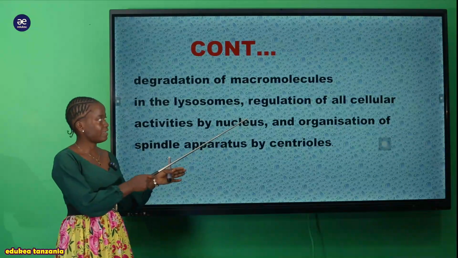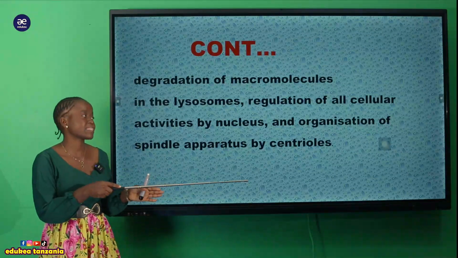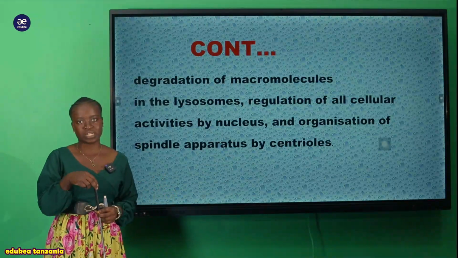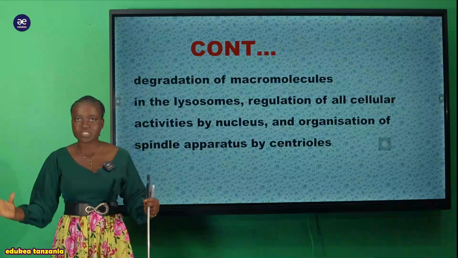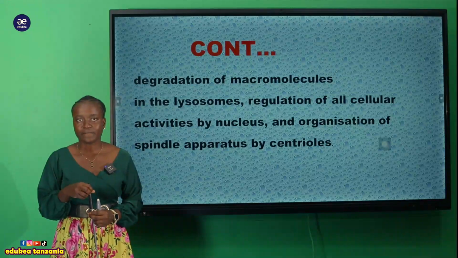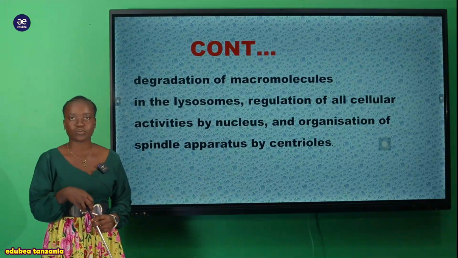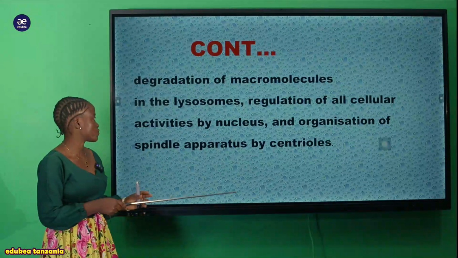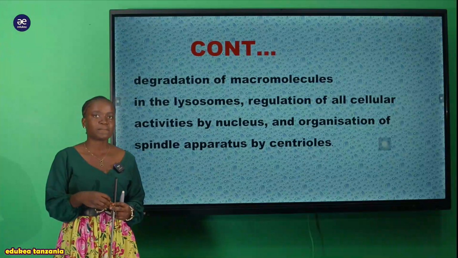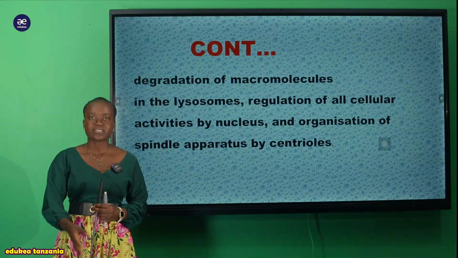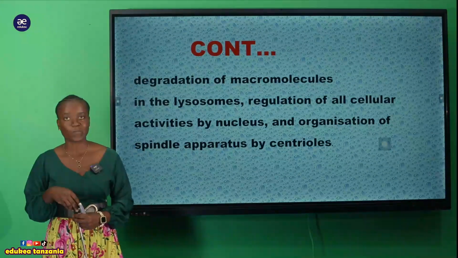But also in the lysosomes, it is responsible for regulation of all cellular activities by nucleus. So now you can see we have also another organelle ambayo inaitwa nucleus. Yenyewe iko responsible kwa ajili ya kucontrol zile processes zote zinazo take place within the cell. But simply also we can have another organelle that is called the centriole. Centriole yenyewe iko responsible for organization of spindle apparatus. This spindle apparatus, they are responsible for cell division. So hii centriole ndipo ambapo inakuja kutumika kwa upana zaidi.